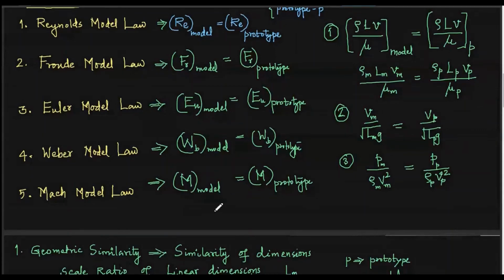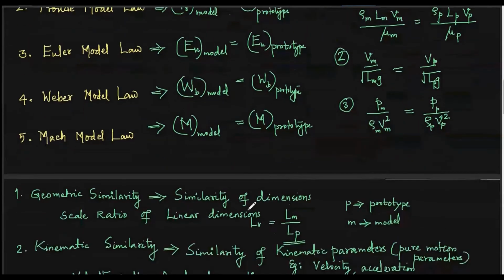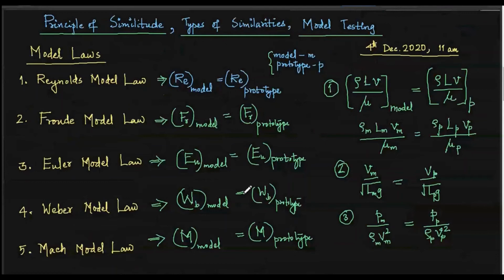V by C means what? Mach number. So the Mach number of the model must be equated to the Mach number of the prototype in order to satisfy the Mach model law. So these are the 5 model laws applicable, and out of them the relevant ones must be chosen. It's not necessary that all these laws will be applied simultaneously. The prominent ones we will apply. For example, we will solve.